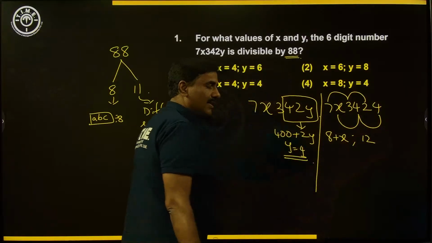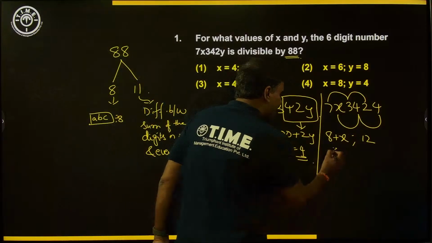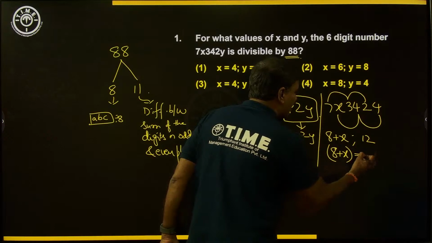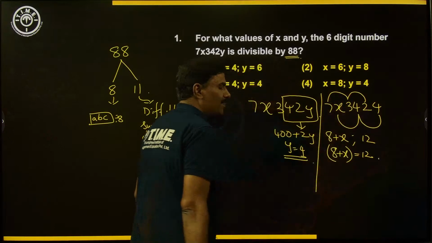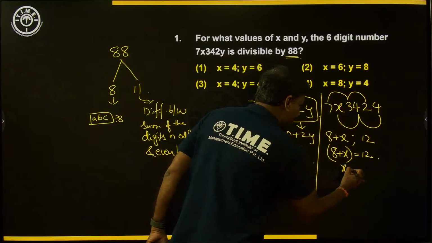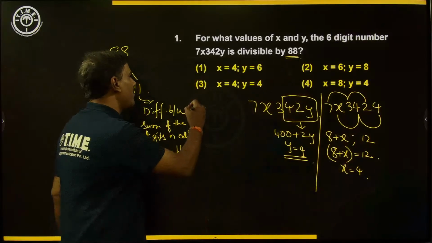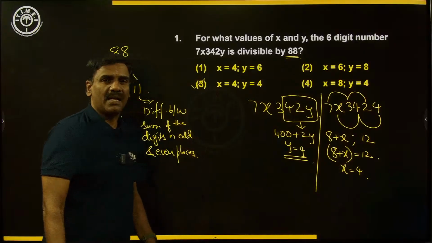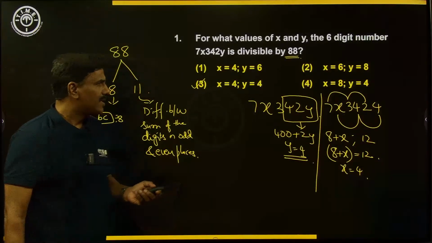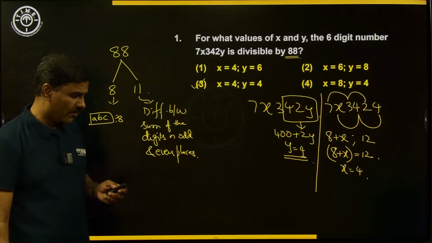And we have the difference should be either 0 or a multiple of 11. So if the difference is equal to 0, that means 8 plus x should be equal to 12. In that case, x will become 4, 12 minus 8. So x should be 4 and y should be 4. Then that number will be divisible by both 8 and 11. That means, in other words, it will become divisible by 88. Right? Slightly lengthy question, but definitely a doable question if you know those divisibility rules.